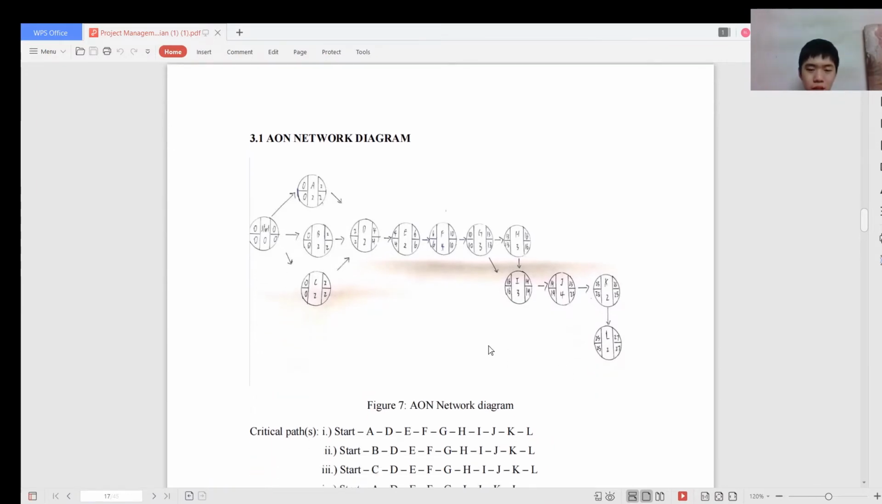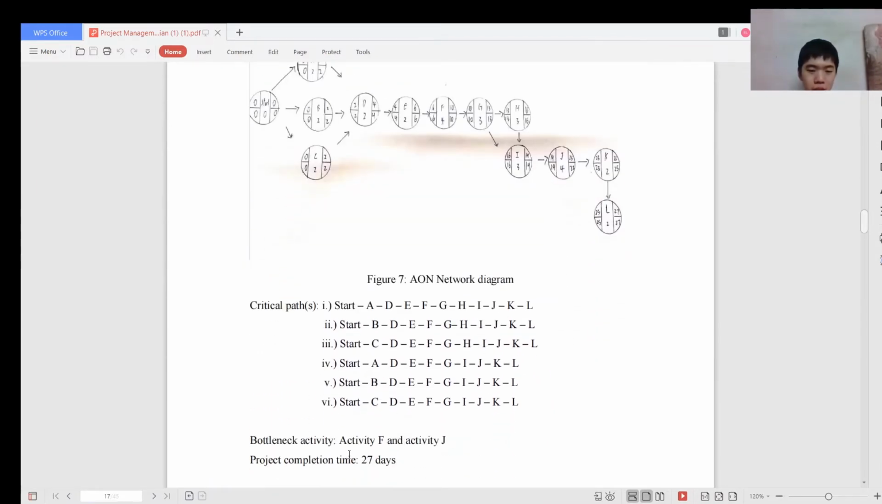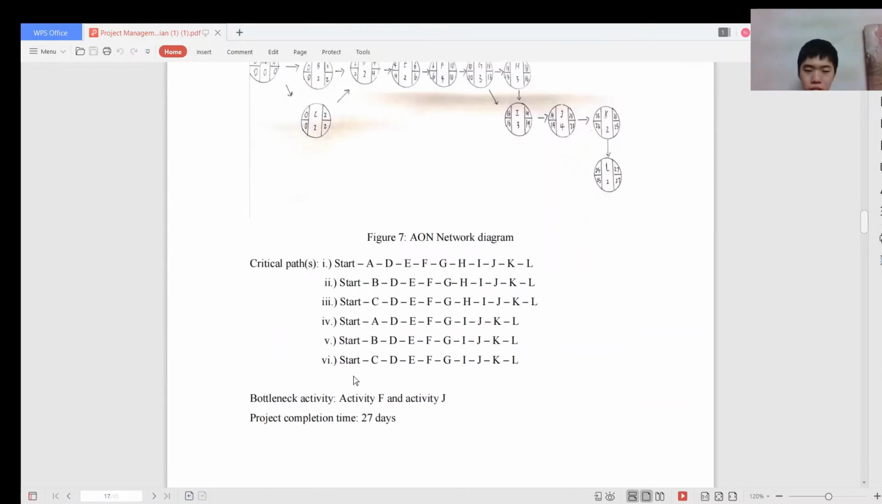From this diagram, we can know that the project completion time is 27 days. Bottleneck activities are activity F and J, and there are 6 critical paths.